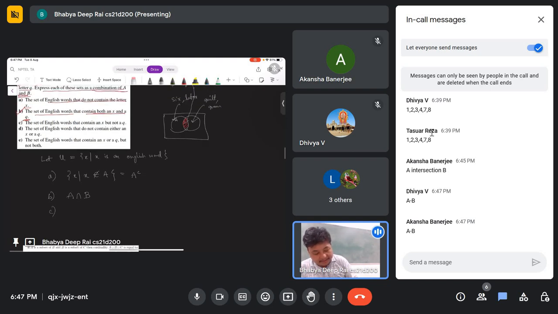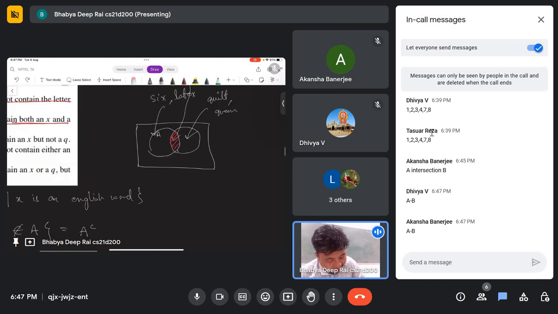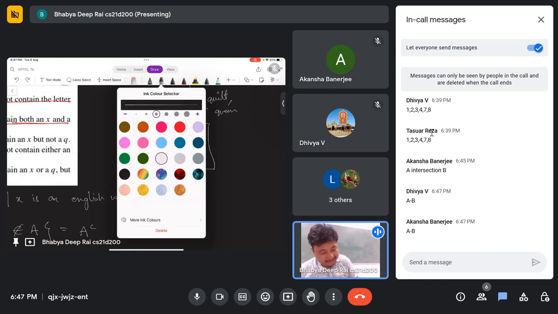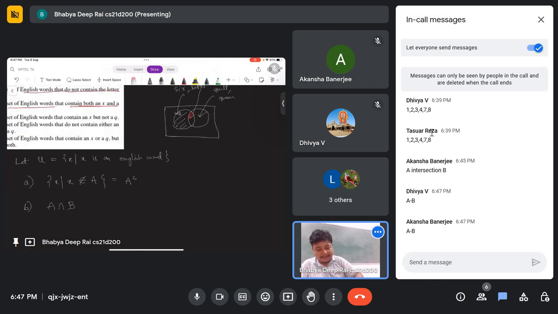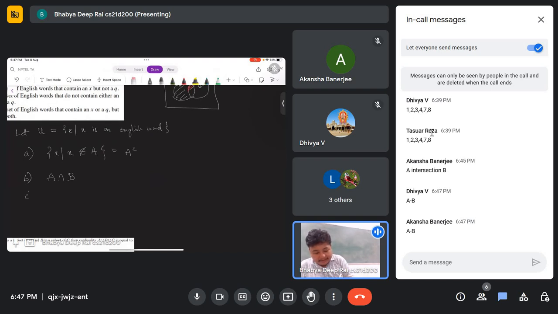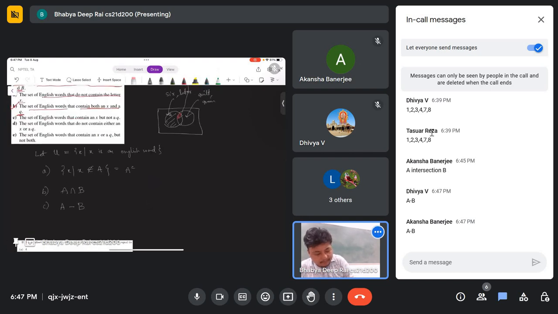The set of all English words that contain X but not a Q is exactly this section. I'll remove this. Anyway, it is exactly this section, right? But not a Q, because B's chunk says that it contains a Q. So the answer is A minus, remove all the words that contain Q. The next part, D.